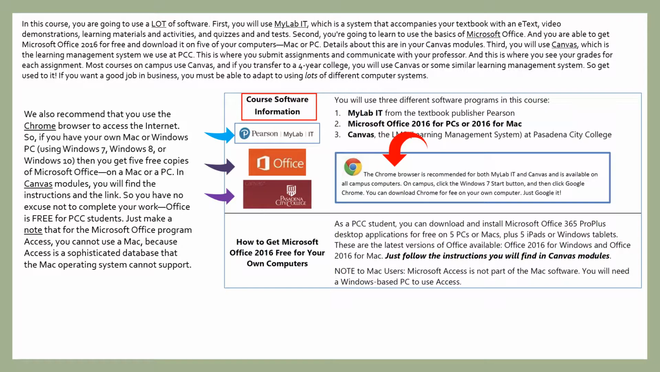So if you have your own Mac or Windows PC, then you get 5 free copies of Microsoft Office on a Mac or a PC. In Canvas modules, you will find the instructions and the link. So you have no excuse not to complete the work. Office is free for PCC students. Just make a note that for the Microsoft Office program Access, you cannot use a Mac because Access is a sophisticated database that the Mac operating system cannot support.